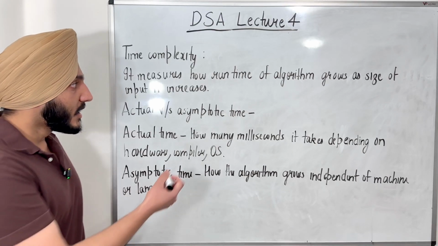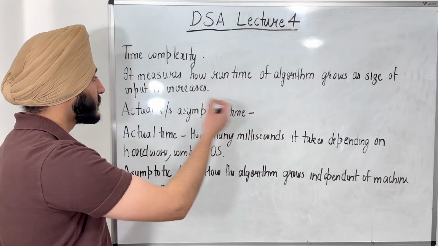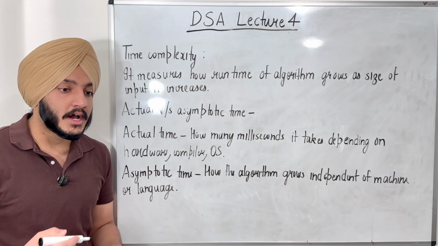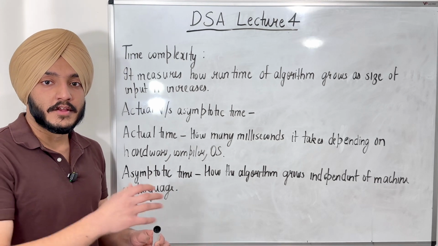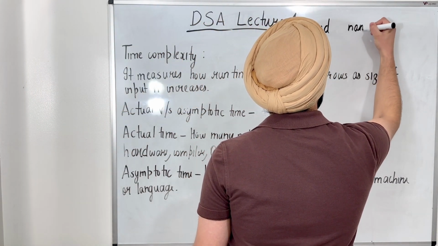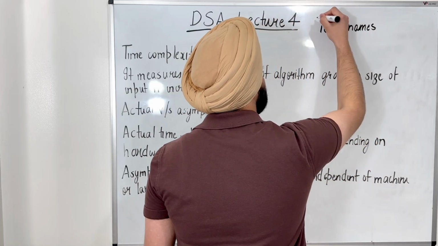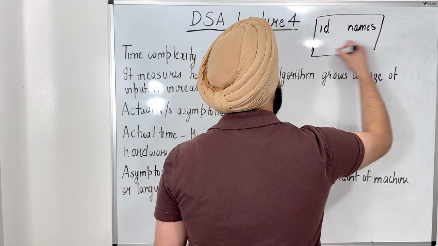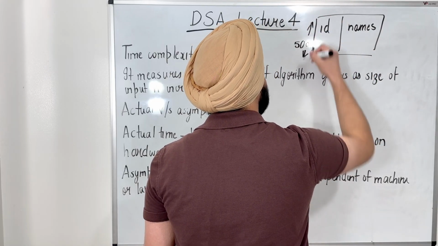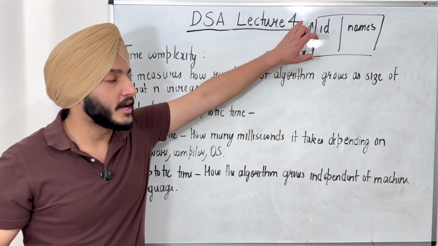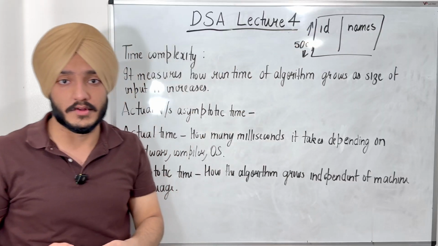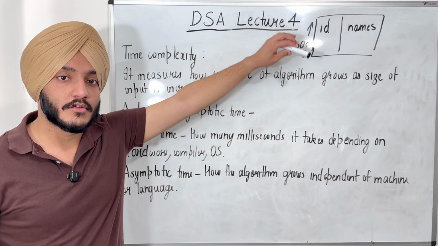So time complexity measures how the runtime of an algorithm grows as the size of input n increases. So this is what we are thinking. I'll try to give you an example. Let's say you have a list of IDs and names. Let's say you have this big array and it has 500 different students. Let's say you have this database, or a text file, and you store the IDs and names of certain students. There are a total of 500 students over there.